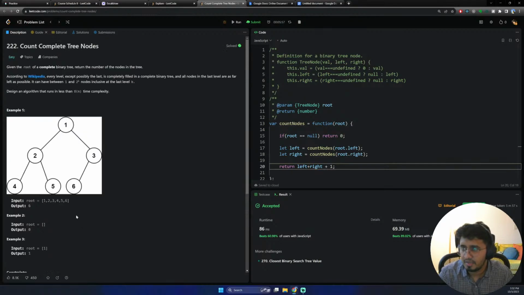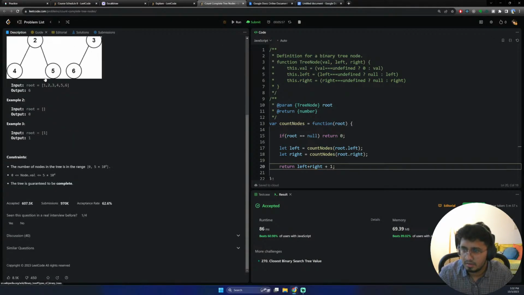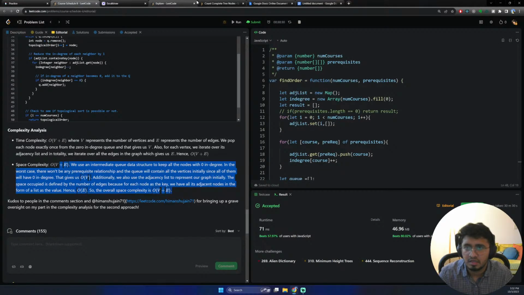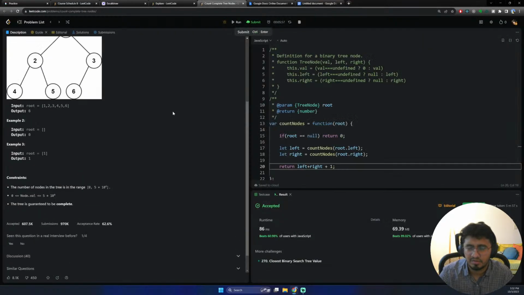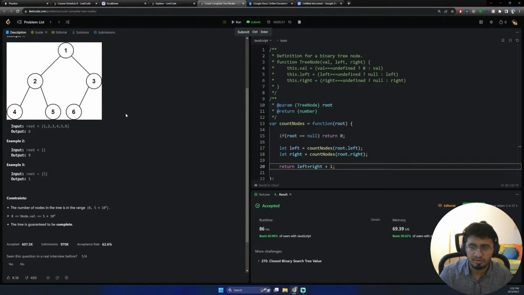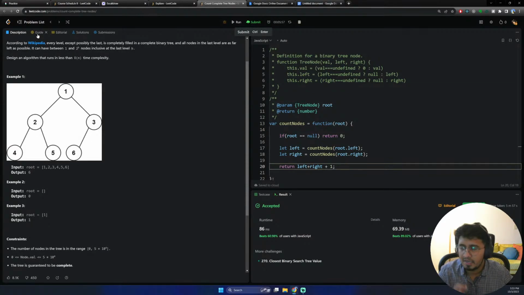So it's a very basic problem, and we can also do it with BFS. The time complexity of this would be O of n, where n is the number of nodes in the tree. We'll be traversing all the nodes, and we can do this with BFS or DFS, but the time complexity would be the same. Yeah, and I don't know how to design an algorithm that runs in less than O of n time complexity.